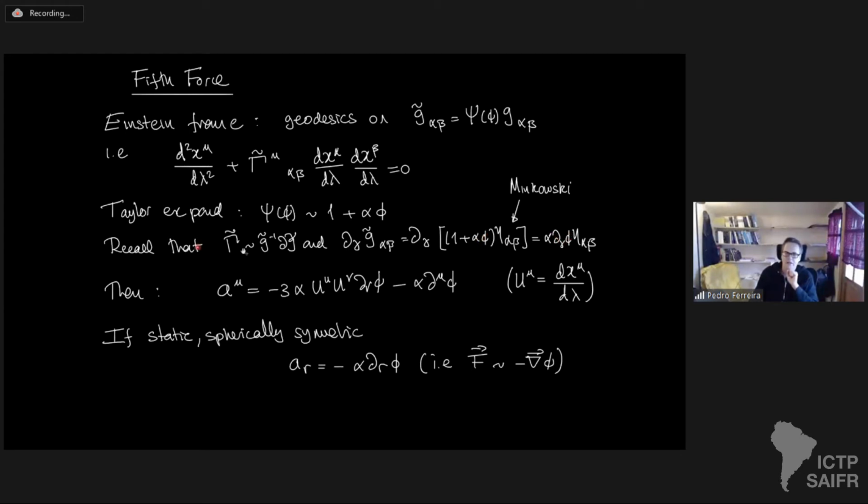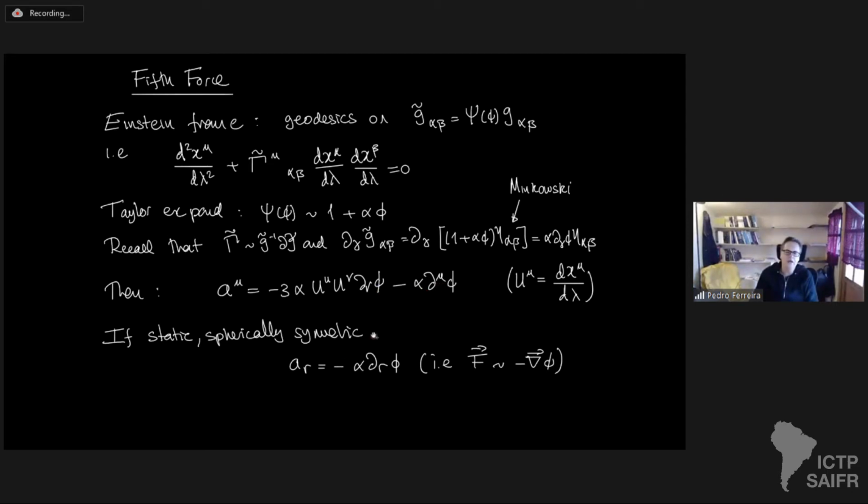Okay, so this thing is going to pick up this gradient of phi here. So now if we plug all this into here in Minkowski space, what do we get? Well, on the left-hand side, we've got the acceleration here. And on the right-hand side, we're going to get these gradients of phi, okay?